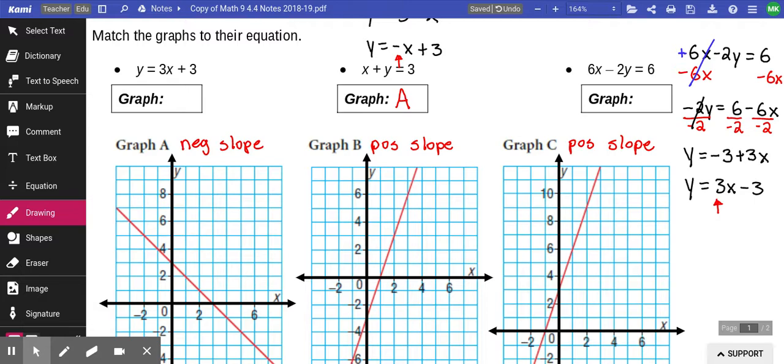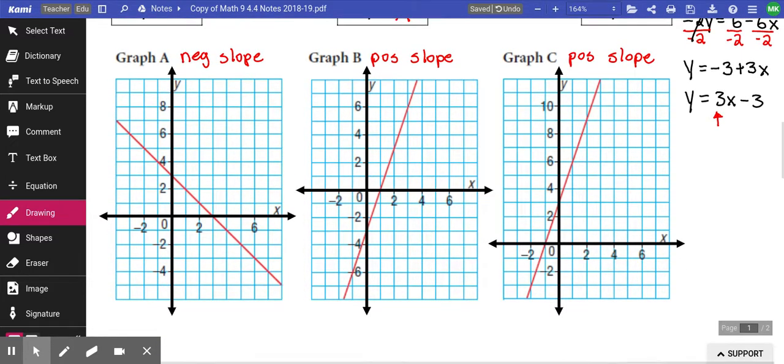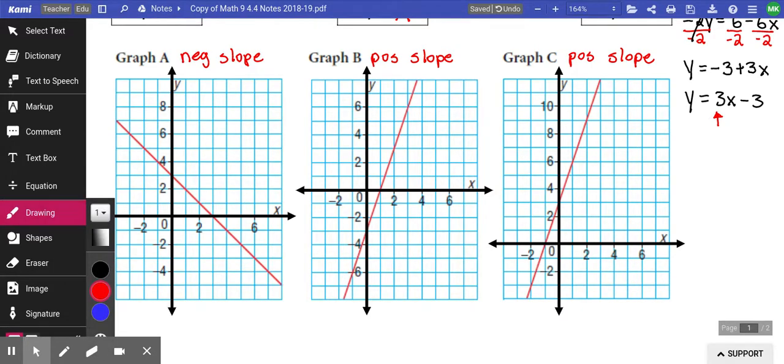Now, looking at the first equation and the third equation, I have to match them up with graphs B and C. Looking at equations B and C, equation B has a negative y-intercept.